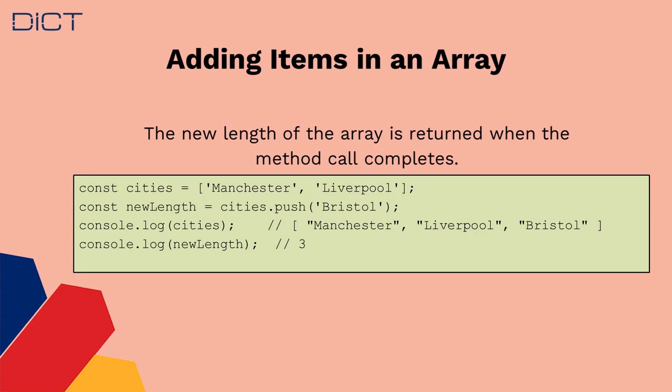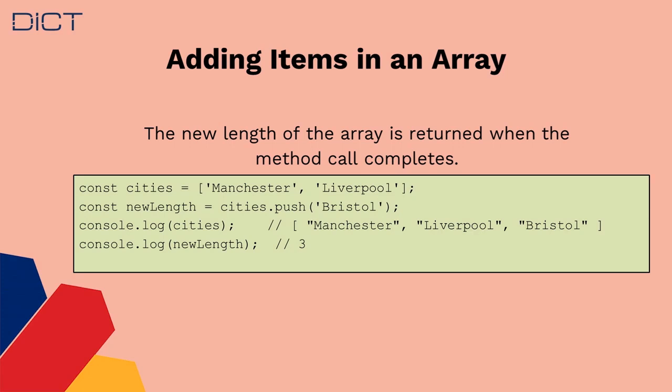So we declare another array again with Manchester and Liverpool as the initial elements. Then we declare a variable newLength equals cities.push(Bristol), then console.log(cities), then console.log(newLength). Once you log the cities, it will display the three elements of your array. Then console.log(newLength) will return the size of your array.